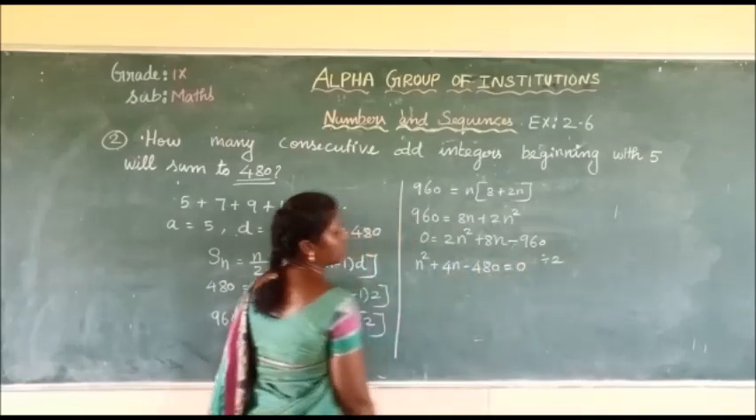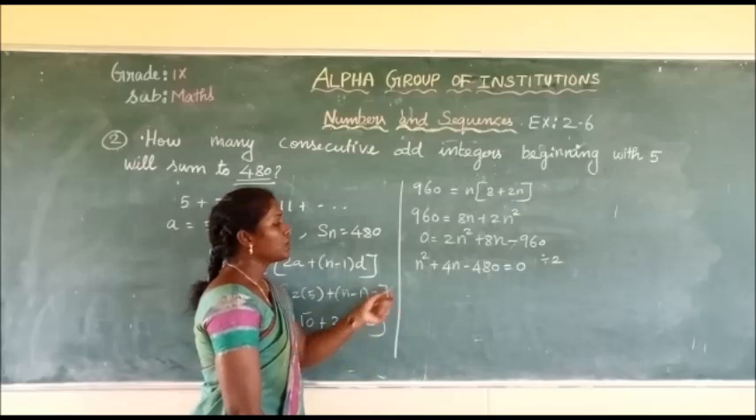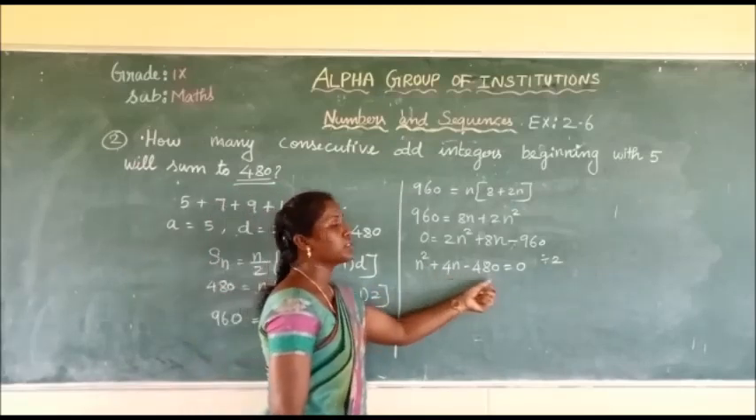Equal to 0. Yes. Now see, this is n square plus 4n minus 480.